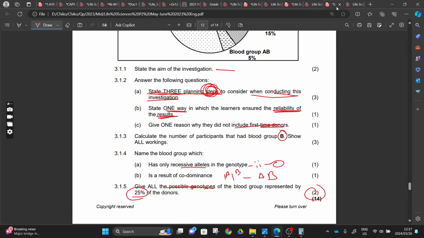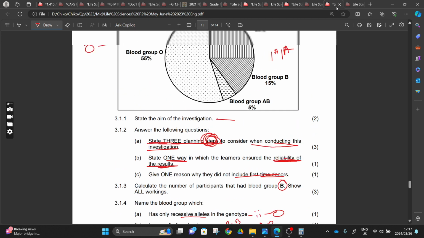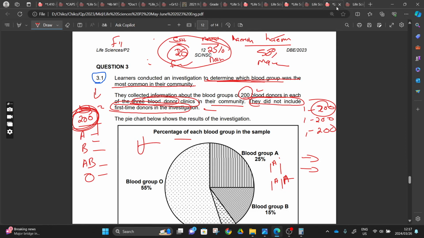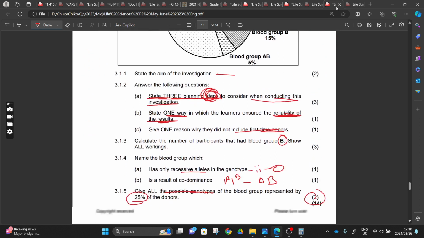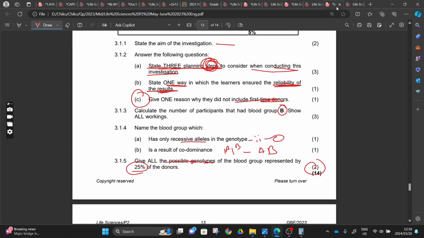And then number B, state 1 way in which the learners ensured the reliability of the results. By this time, you know what is being done for reliability. What did they do in this experiment to make sure that this can be reliable? It is to sample the same numbers at different clinics. So if we sample here and they said 250, and then they go to the next clinic and say 259, and then another clinic and say 200, the percentages or the numbers that they are going to compare won't be the same, and they are not going to have reliable results. That's the only one way.